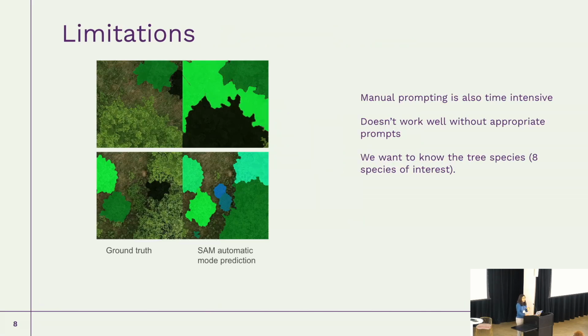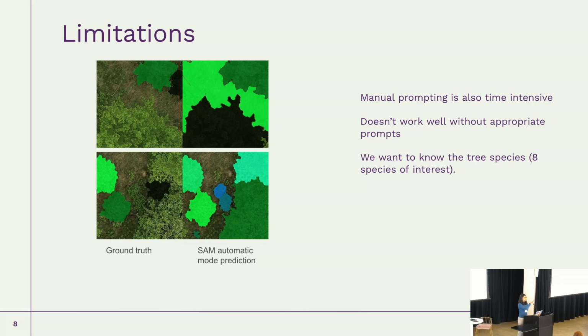Now, if you try this out of the box, it does not work so well for segmenting trees, unless you give a good manual prompt, which is also very time intensive if you have to do this over very large plantations. If you put it in the automatic mode, it won't segment the things that you want it to, as in you will have the background, sometimes some bushes that are also segmented, but you actually care about trees.